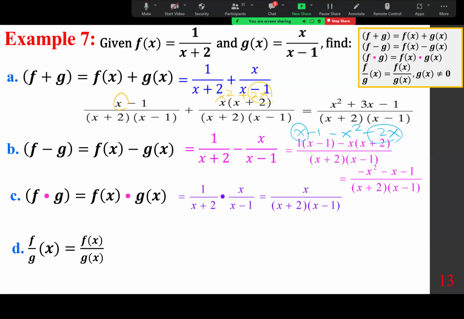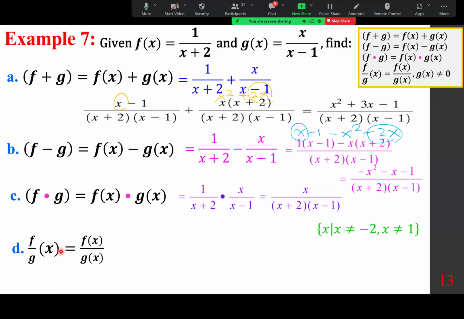Now, of course, whenever you're dealing with a case like this, remember you have to write down what x cannot be. X cannot be negative 2 here. X cannot be positive 1 here. It's important to pay attention to that.